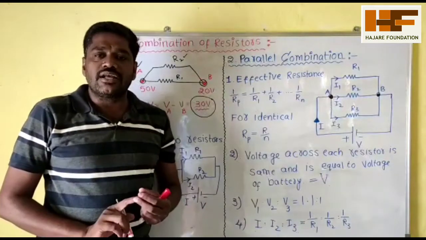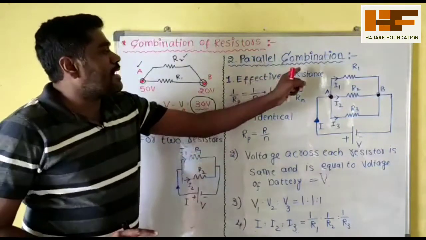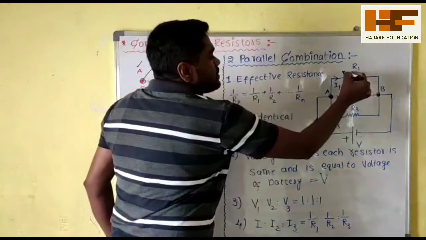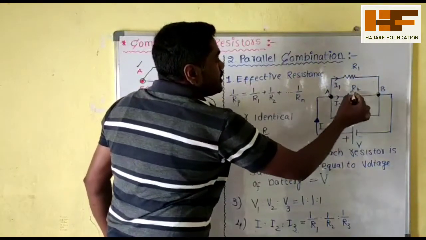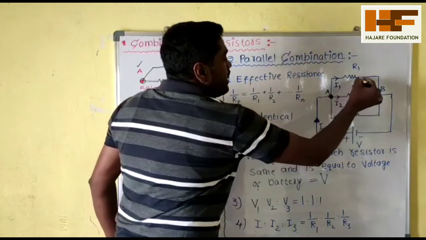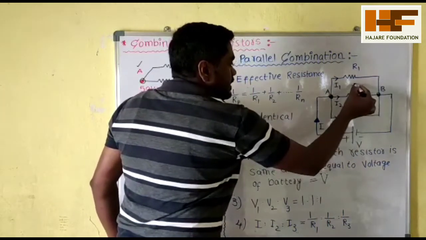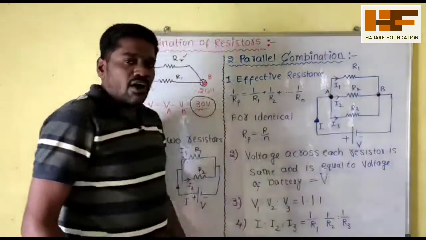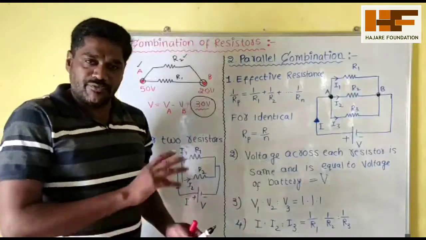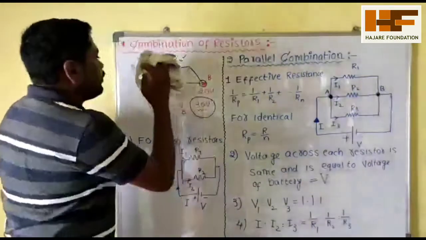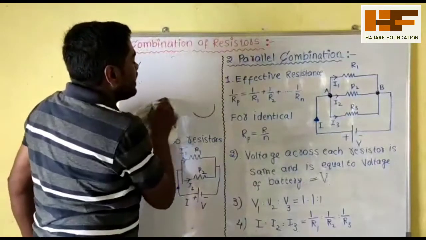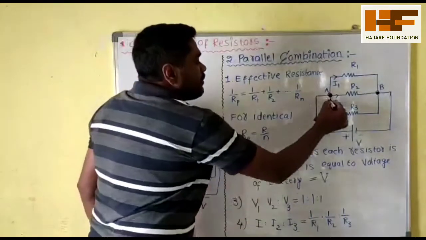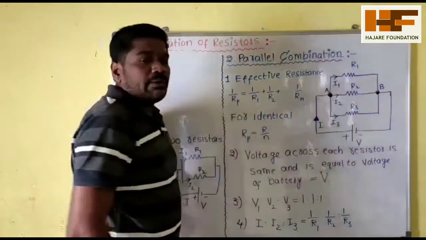In the series combination, the current is the same. In the parallel combination, the potential difference is the same. You see here, this is the first resistor, second resistor, third resistor. The first resistor is connected at point A and point B, the second also between A and B, and the third also between A and B. Therefore all three resistors are connected between A and B, so the potential difference across R1, R2 and R3 is the same, equal to the potential difference of the battery.